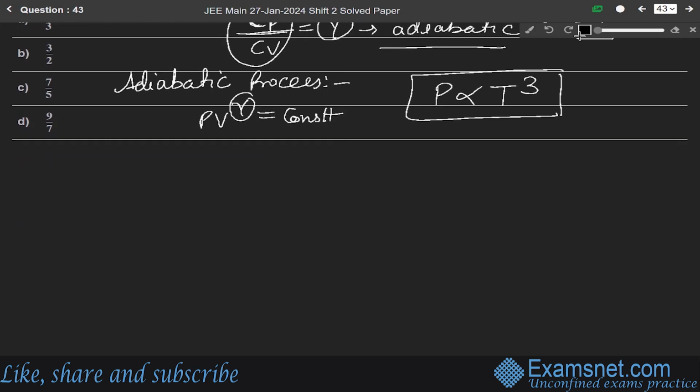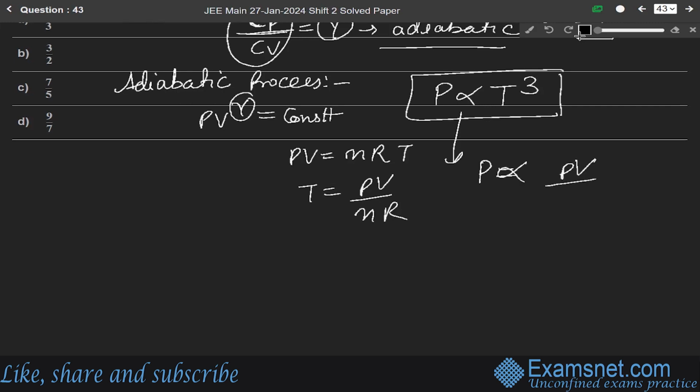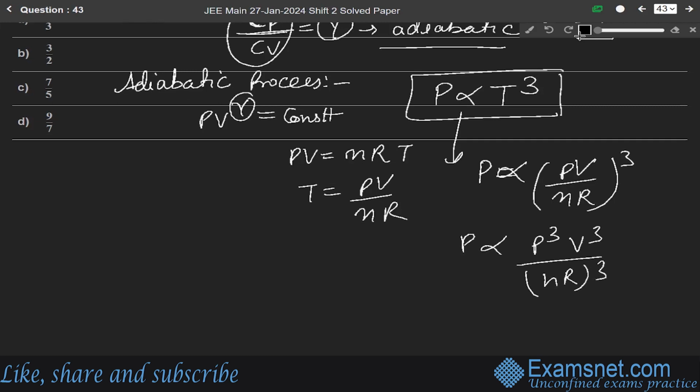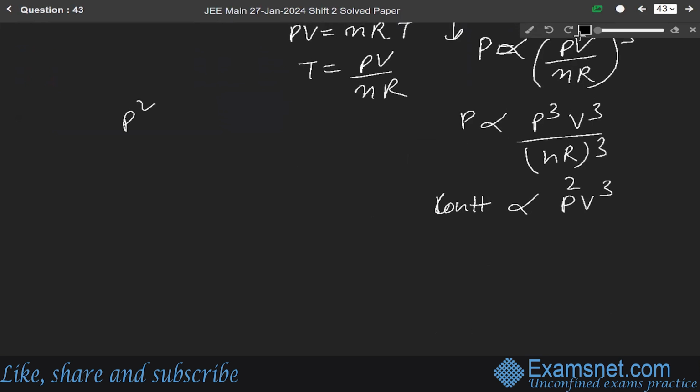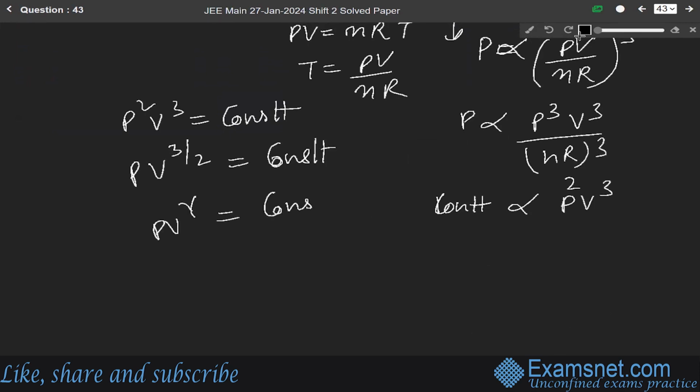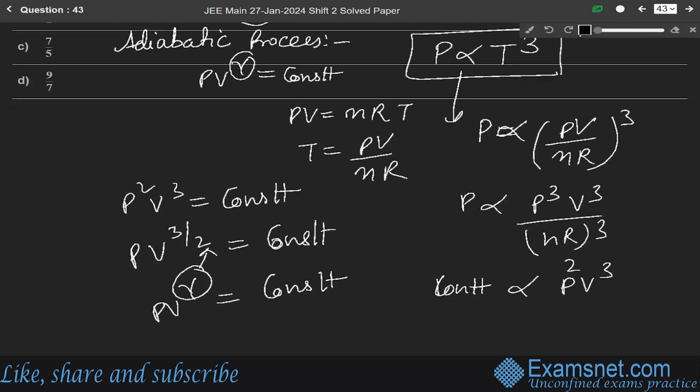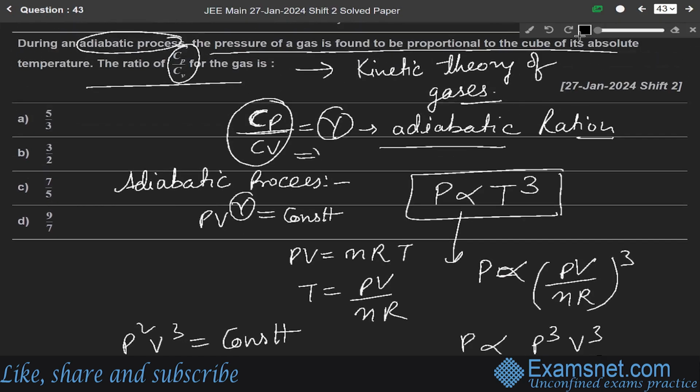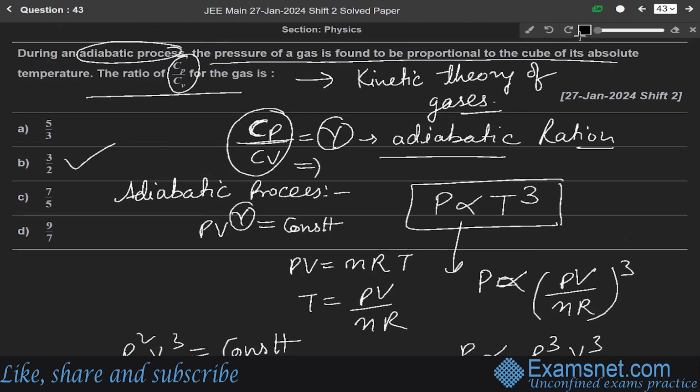P is directly proportional to T cube. From the ideal gas equation PV equals nRT, T will be equal to PV over nR. So P is directly proportional to PV over nR cube, so P is proportional to P cube V cube over nR cube. So P square V cube is equal to constant. From this we write PV to the power 3 by 2 equals constant. Comparing it with PV gamma equals constant, we get gamma is 3 by 2. We know that gamma is equal to Cp by Cv, so Cp by Cv is 3 by 2. Our correct answer is option B, that is 3 by 2.